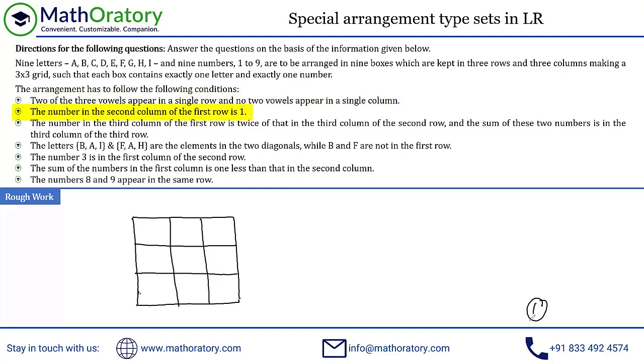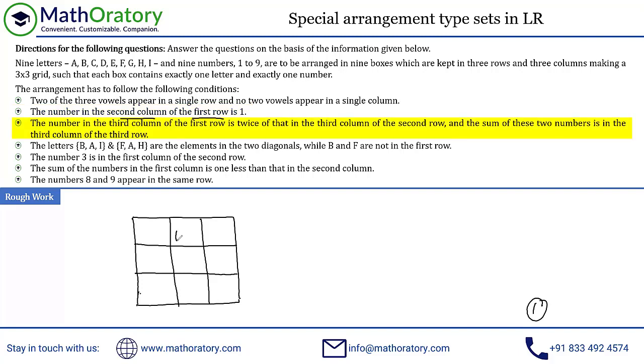Second point, it says the number in the second column of the first row. So the second column of the first row is this cell. It has the number one. So in this cell, we have the one. We don't know the letter as of now, so I'll keep that blank.